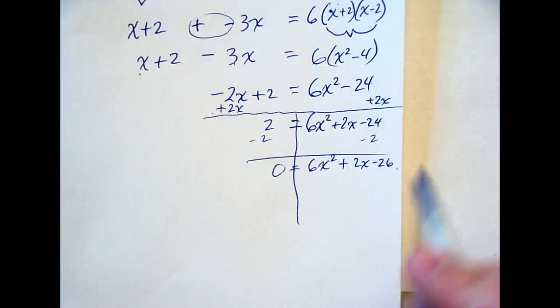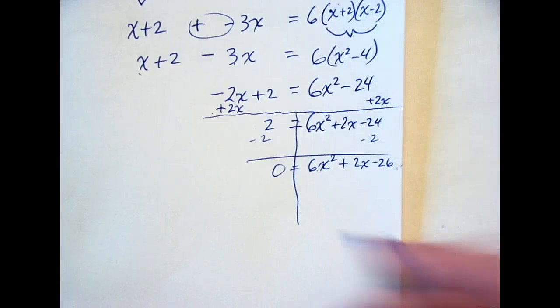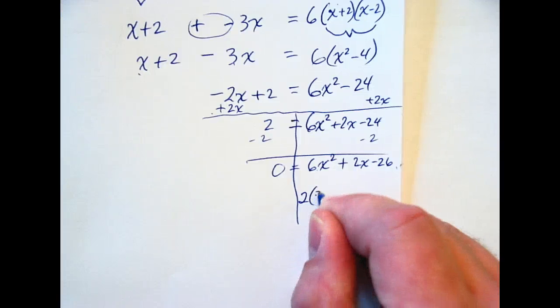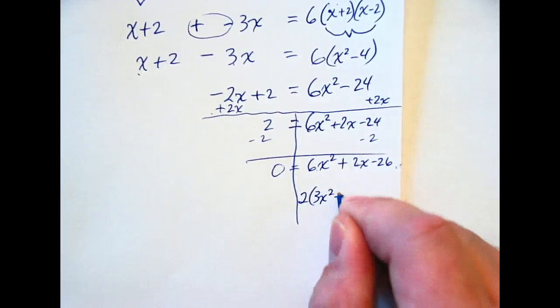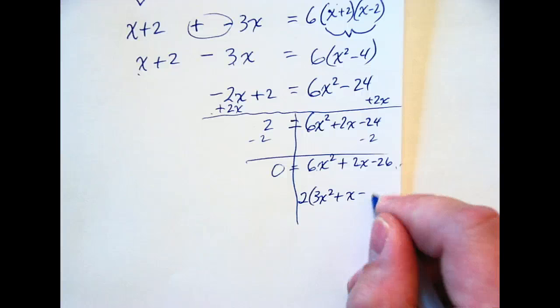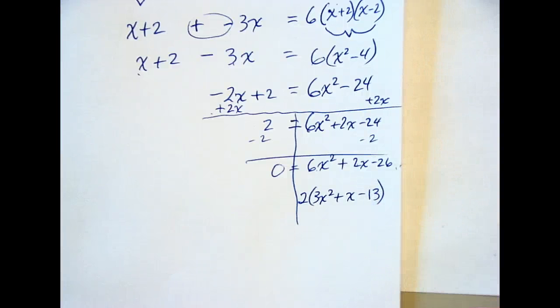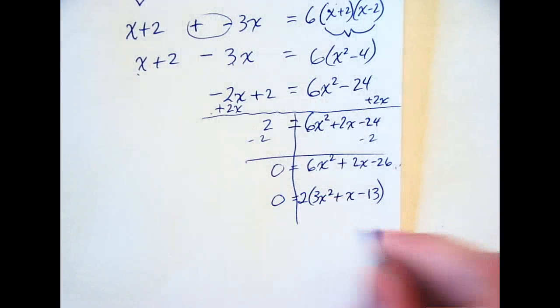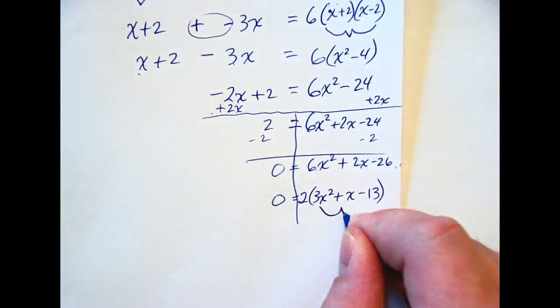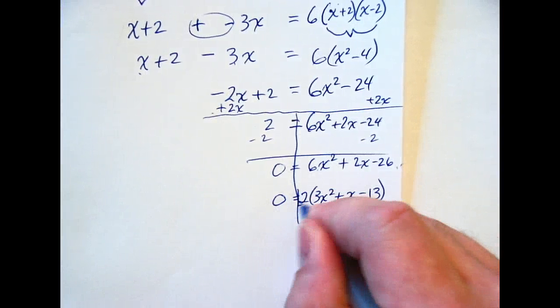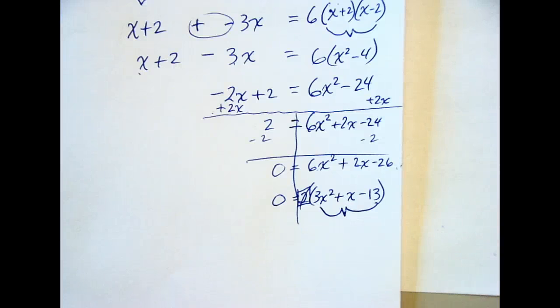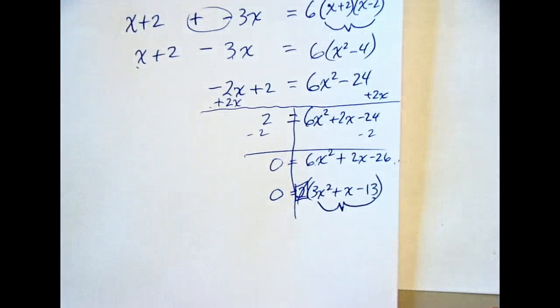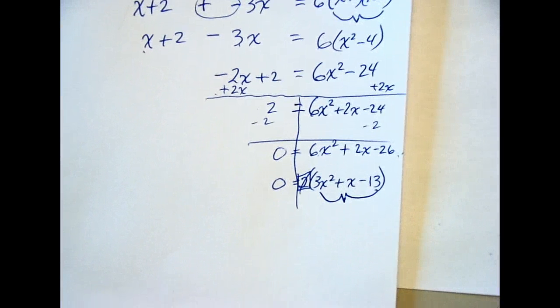Okay, what do we take out of that? We take out a 2. 3x squared plus x minus 13. Did that help us at all? Not really. It just means when we use the quadratic formula, we don't have to worry about that 2 anymore. It didn't disappear. It's just we don't worry about it when we're solving for x now, because there's no x by it.